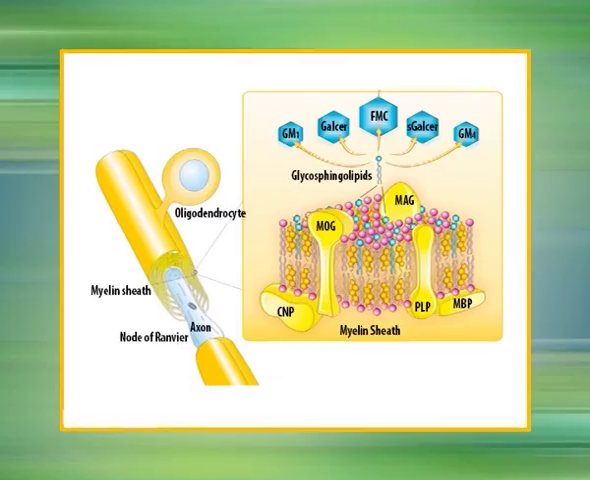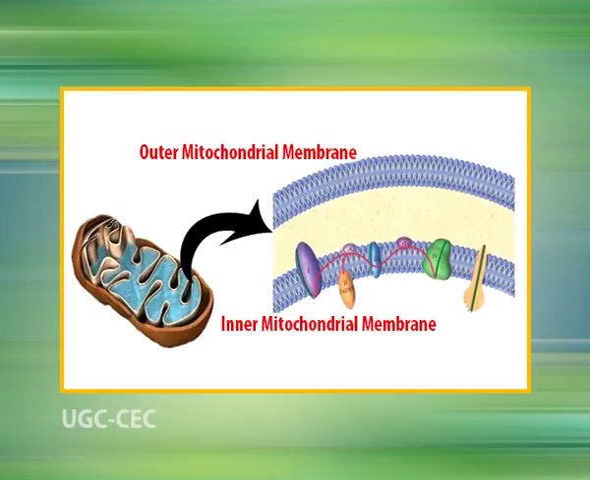The plasma membrane ranges from 5 to 10 nanometers in thickness. The proportion of proteins, lipids, and carbohydrates in the plasma membrane varies with the cell type. For example, myelin contains 18% protein and 76% lipids, while the mitochondrial inner membrane contains 76% proteins and 24% lipids.